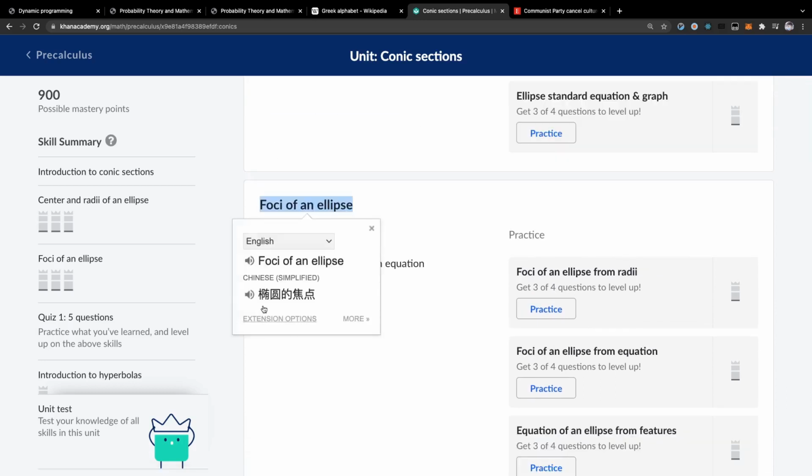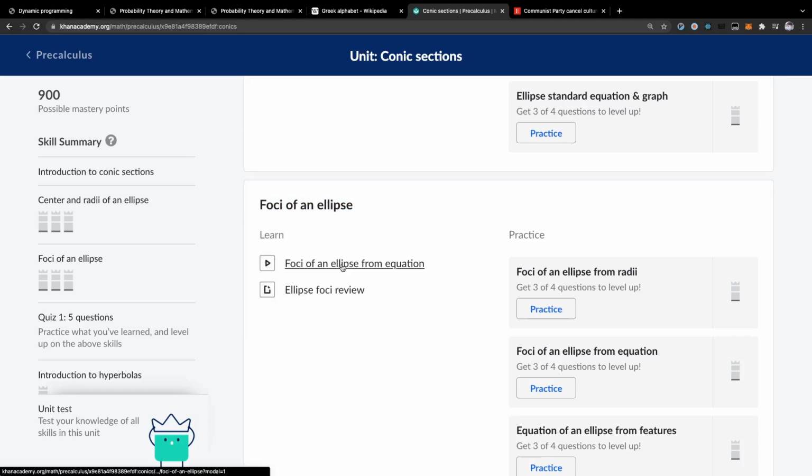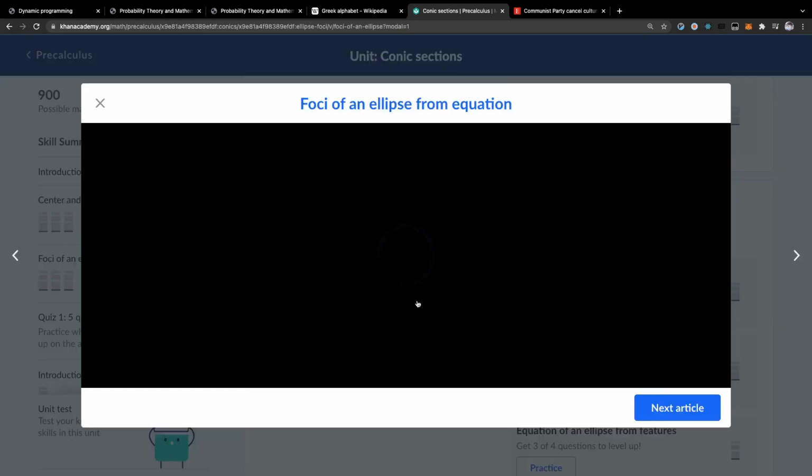Foci of an ellipse. You know, back in my school time when I was still in high school, whenever I met a question that related to the foci, I felt hopeless at that time because I didn't know how to solve that kind of question. But for now, let's get into it and say, what is that?